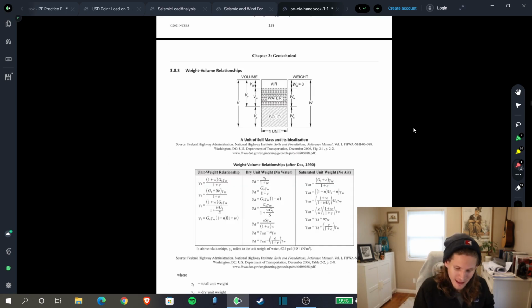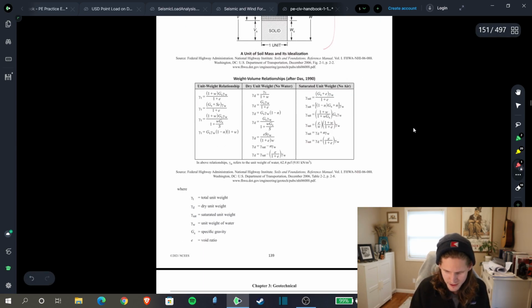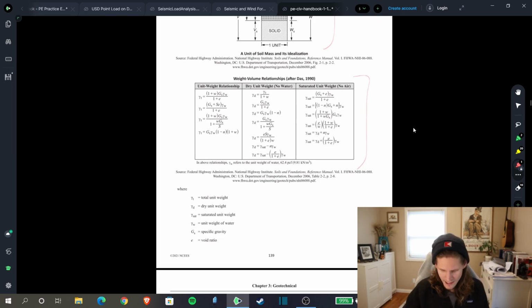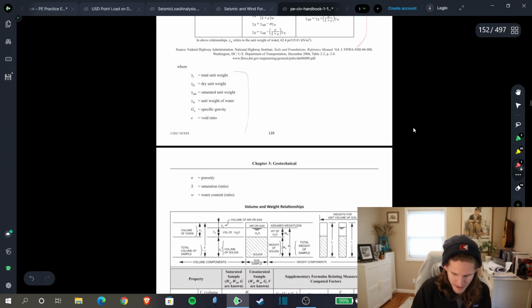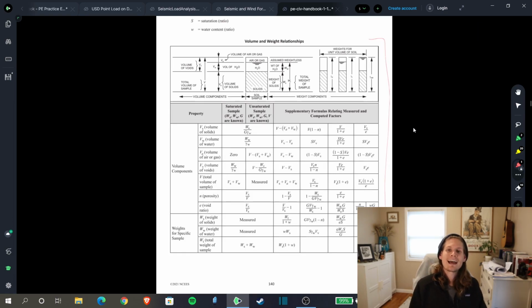All right, hit the brakes. Everybody is gonna need to know section 3.8.3. Weight volume relationship. Here's your figure that we've all seen before. Here's some great equations for unit weight relationship, dry unit weight, saturated unit weight, and then definitions of all the variables, and then another really great figure and all of the equations provided to you. This was the same exact information I had in my paper version of my reference manual, and I understood it inside and out for the exam. And yes, I wanna say like 99% chance you will have a problem on your exam that dives into this type of stuff. So know it well.